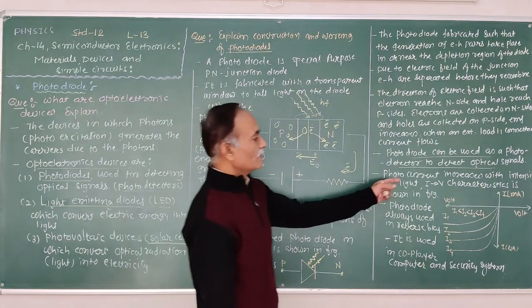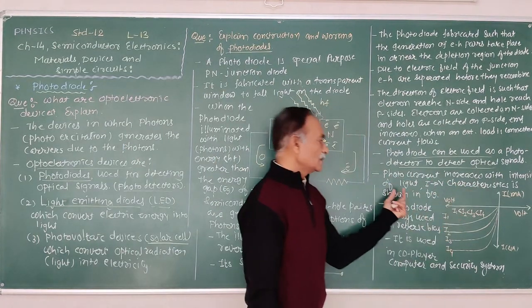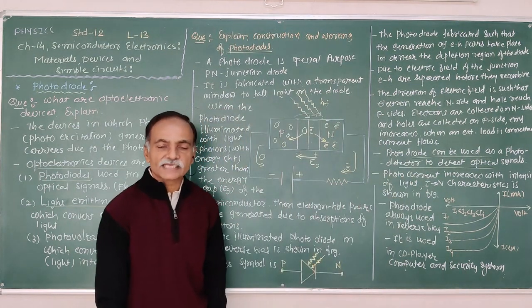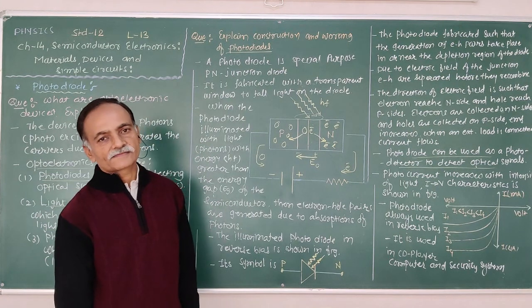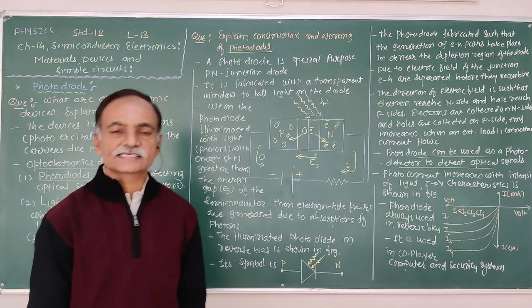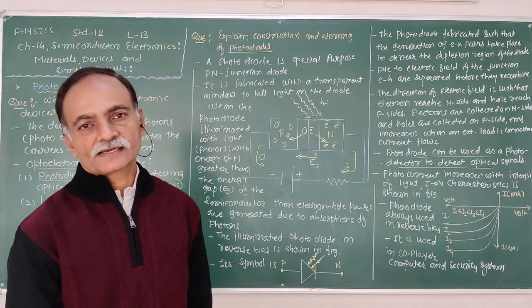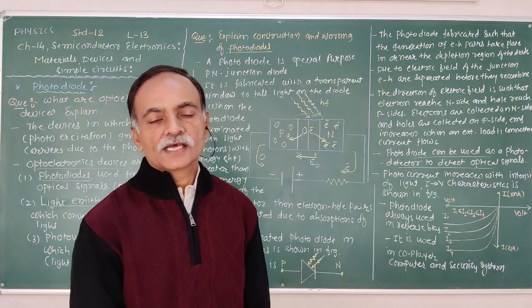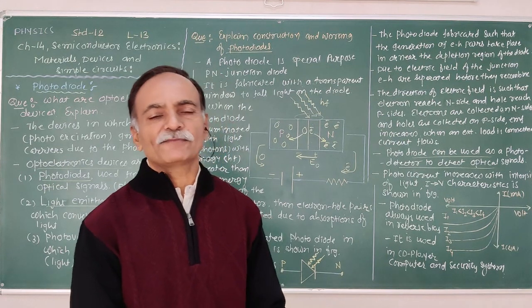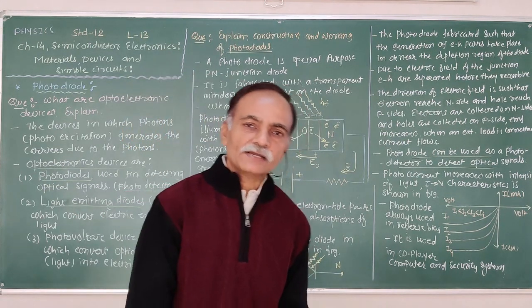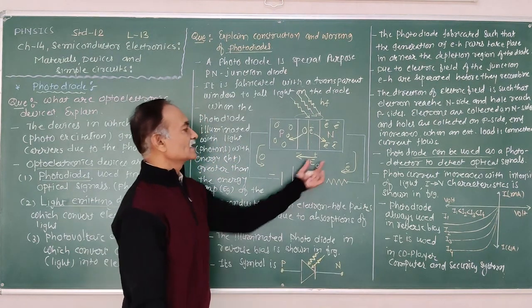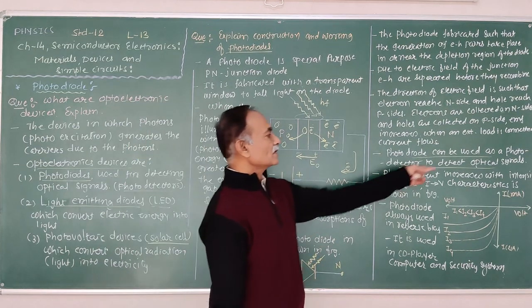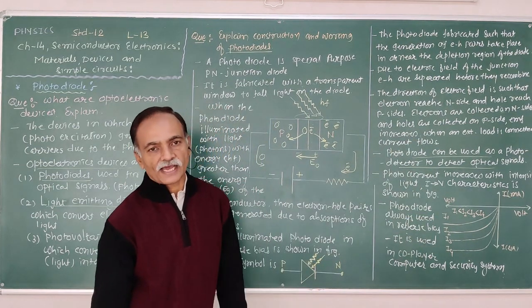The characteristic of the photoelectric effect: the photocurrent increases with the increase in intensity of light. Already we discussed this characteristic in the photoelectric effect. As the intensity of the incident light increases, the number of photoelectrons generated from the metallic plate also increases. That means the photoelectric current increases. So here the same thing: the photocurrent increases with the intensity of light.